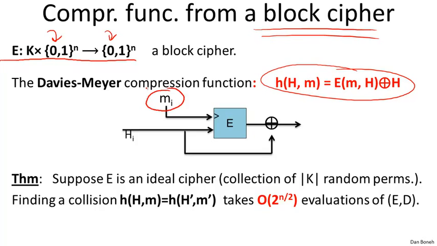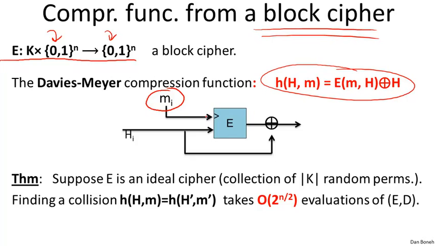So this might seem a little bizarre, because remember, the message block is something that's completely under the control of the adversary. He's trying to find a collision, so he can choose the message blocks however he wants. And yet we're using this message block as a key into a block cipher. But nevertheless, we can argue that this construction, at least when E is what's called an ideal cipher, is in fact as collision resistant as possible.